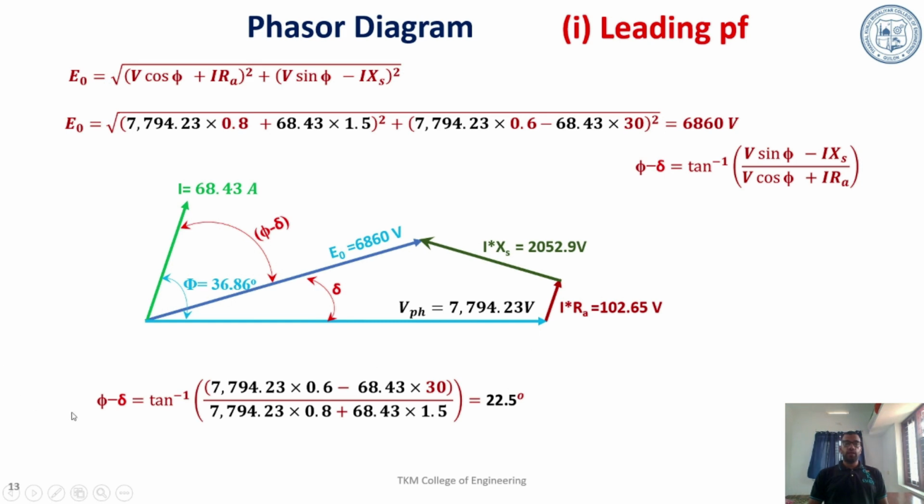As we know, phi is 36.86 degree. From this expression itself, we can calculate load angle or power angle delta, that is coming around 14.4 degree. So this is the phasor diagram corresponding to leading power factor case.